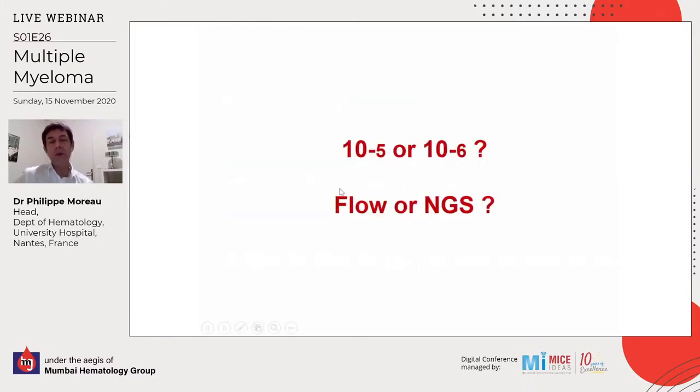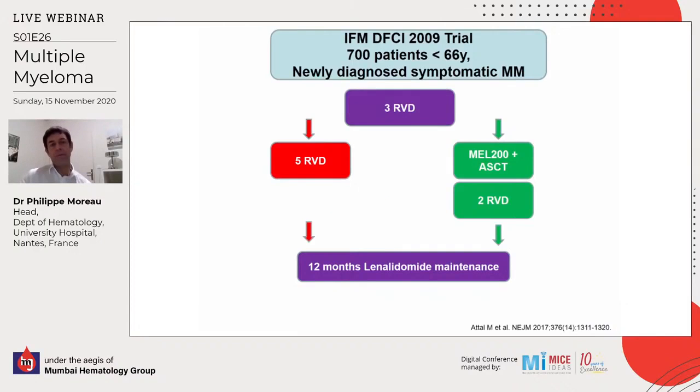So do we need to reach 10 to the minus 6? Or is 10 to the minus 5 the optimal threshold, as proposed by the International Myeloma Working Group consensus paper? Do we need flow, or is NGS better? So many question marks here, and I will show you some data now.